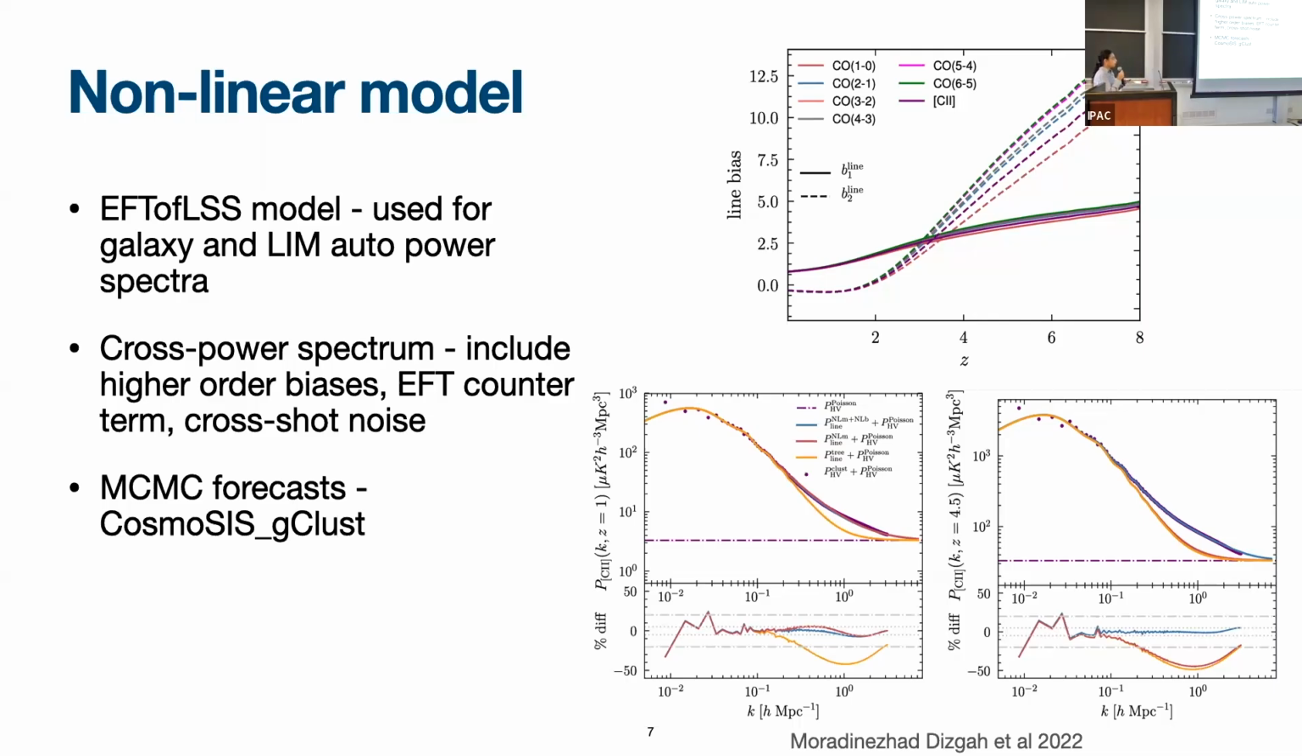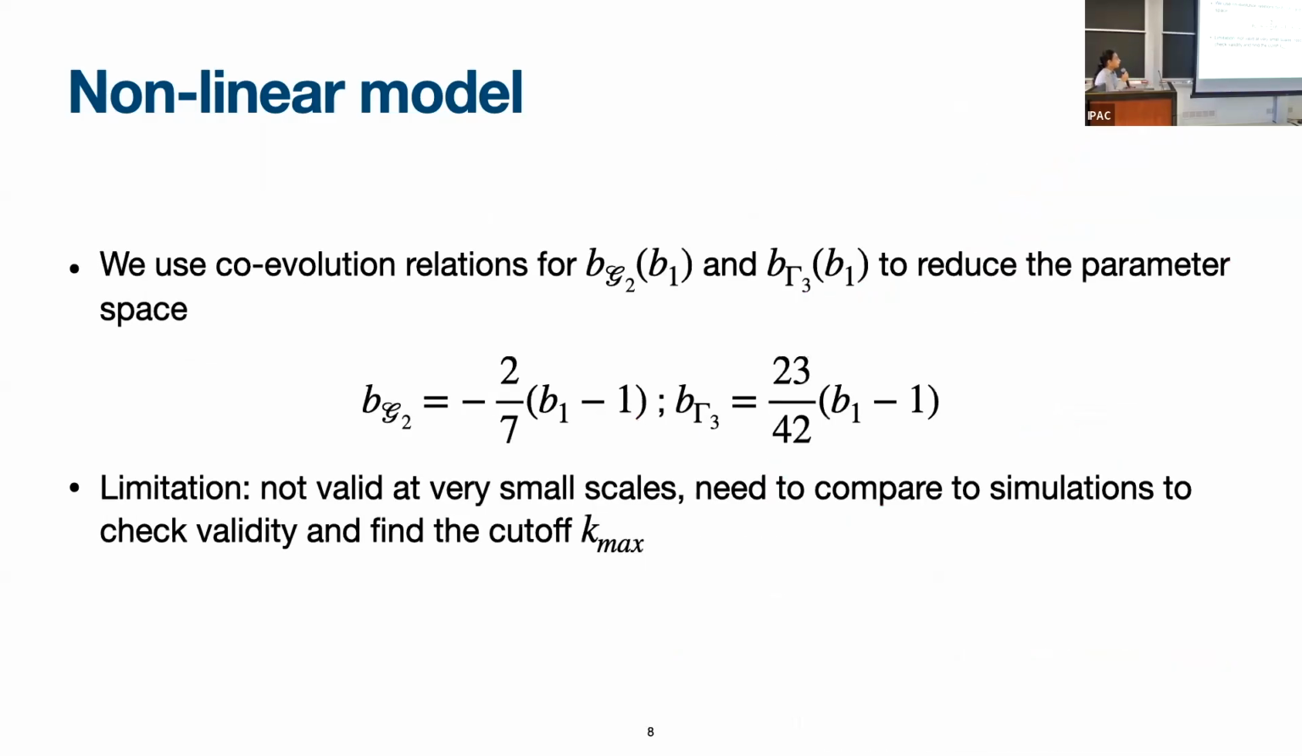So hence we model the cross power spectrum, including terms of higher order biases, the EFT counterterm, as well as a cross shot noise. This cross shot noise arises due to overlap in the populations of galaxies detected by Roman and those that also emit CII lines. So we do an MCMC forecast by modifying this code, Cosmosis's GCLust. And also to reduce this parameter space, we can relate some of these tidal biases to the linear bias through these coevolution relations. One limitation of this EFT model is that it's not valid at very small scales. So we need to compare to simulations to check the validity and find the cutoff kmax that we can use it up to.